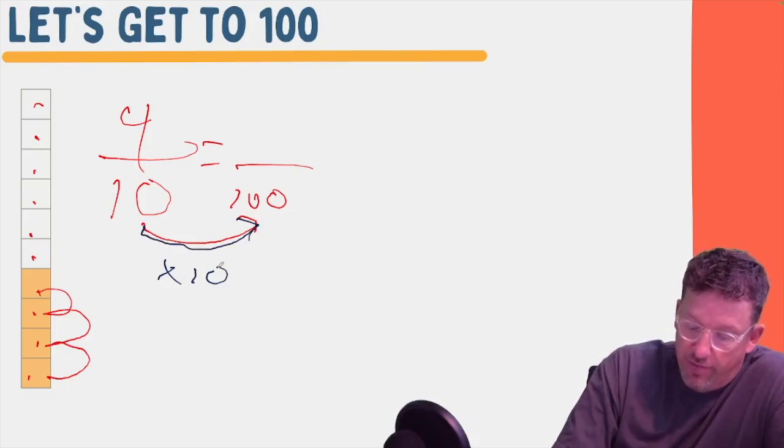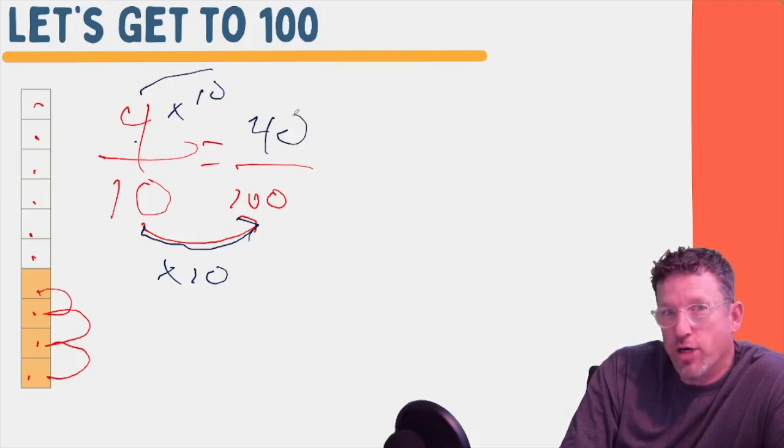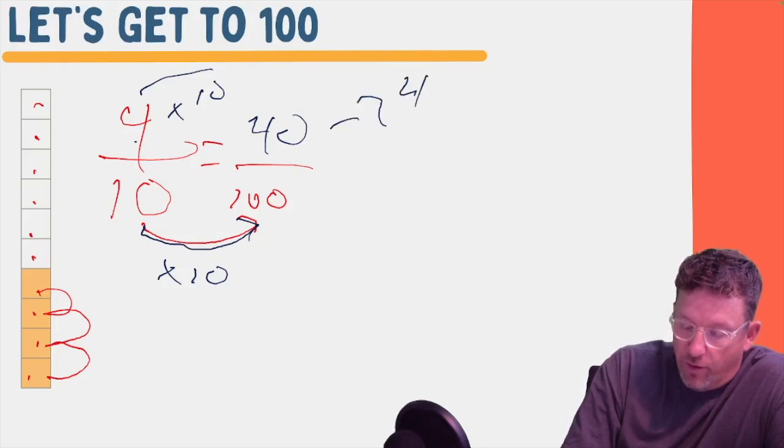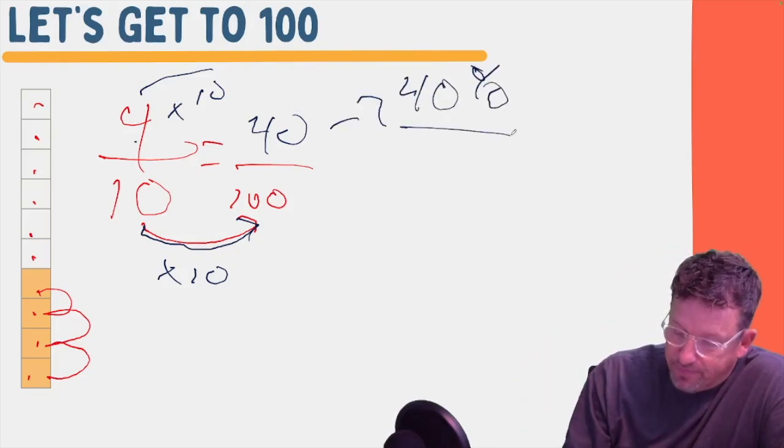So let's do the same thing over here. If I multiplied by 10 on the bottom, I have to multiply by 10 on the top. And so 4 times 10 is what? It is 40. I have 40 out of 100. Anything out of 100 is a percent. 40 out of 100 is 40%. Boom. There's your answer. Get to 100.